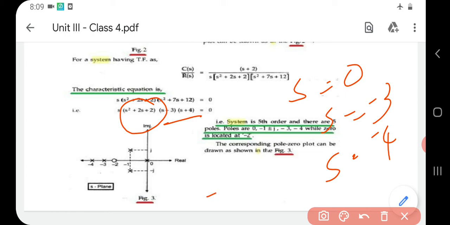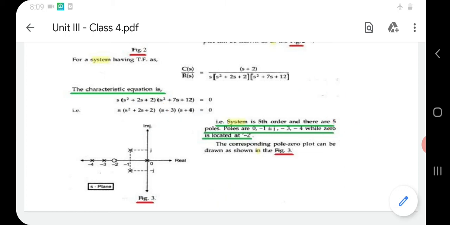this will be minus 1 plus or minus j. So how many poles are there? 0, that is one pole. It is represented by a cross. Then that is a simple pole, and then minus 1 plus or minus j is represented here, minus 1 plus j, then minus 3 here, minus 4 here, while a zero is located at minus 2.